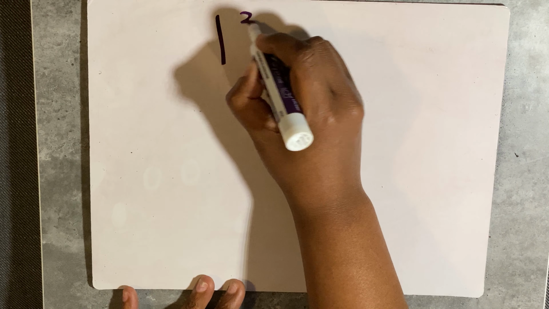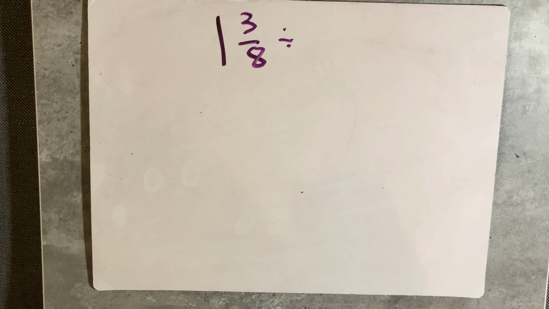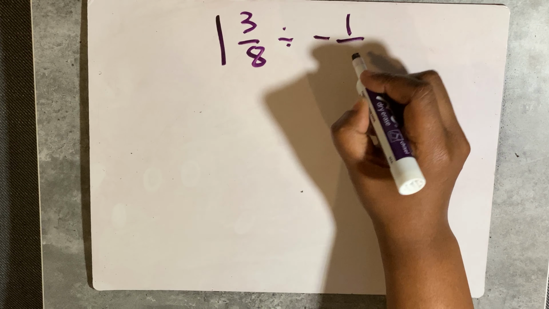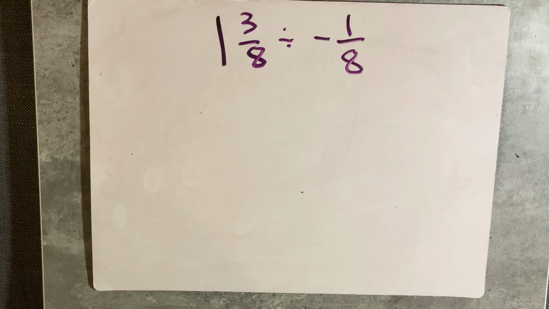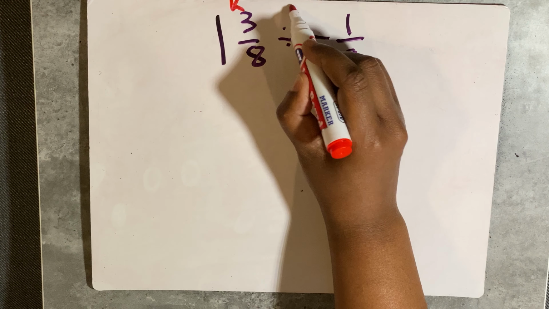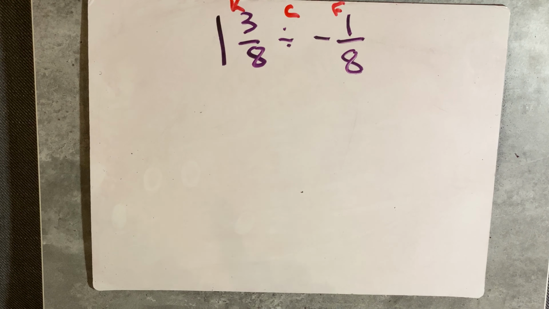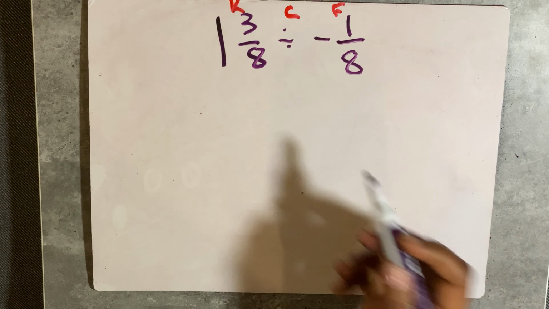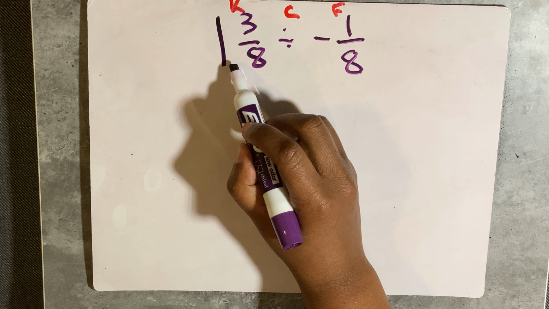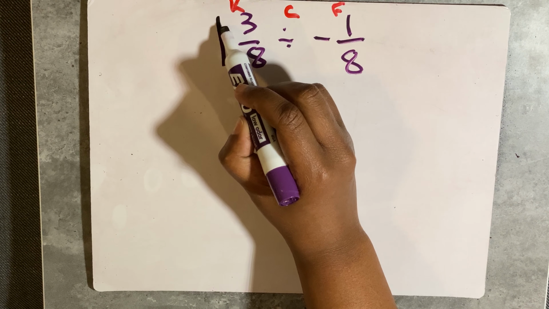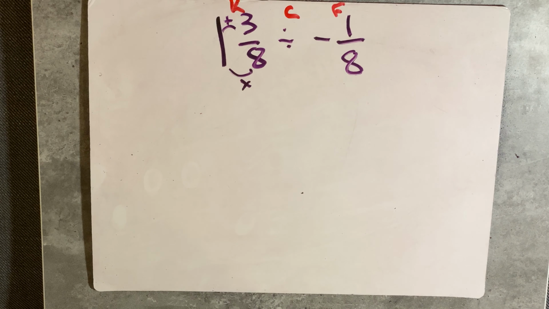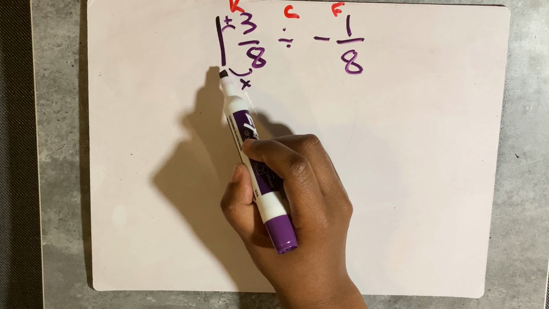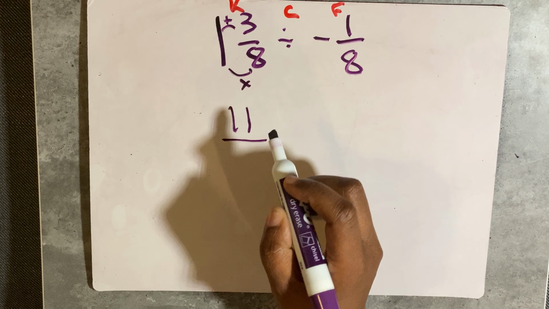We're going to do 1 3/8 divided by -1/8. Okay. Keep, change, flip. Keep, change, flip. So I'm going to change this into an improper fraction. Remember, this multiply, this add. If you have to write that every time, so be it. Do it. 8 times 1 is 8, plus 3 is 11.